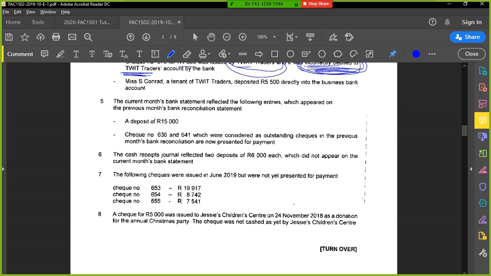Number 5. The current month's bank statement reflects the following entries which appeared in the previous month's recon. Current month means this month, showing last month, a deposit of 15. So that one has gone through and we don't have to do anything. Checks number 636 and 641, which were outstanding in the previous month's recon, are now presented for payment. So they've gone through.